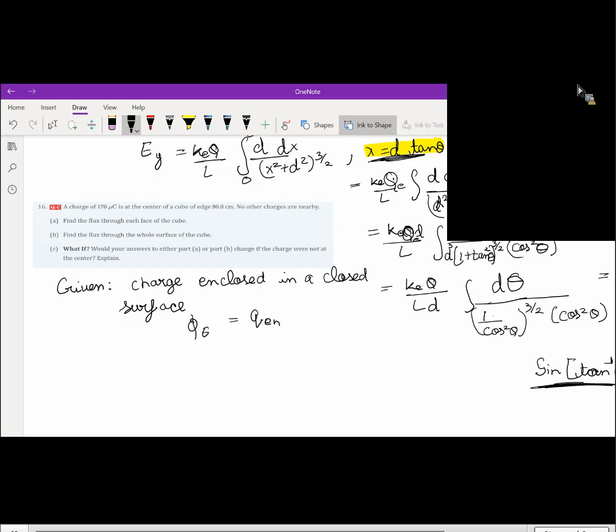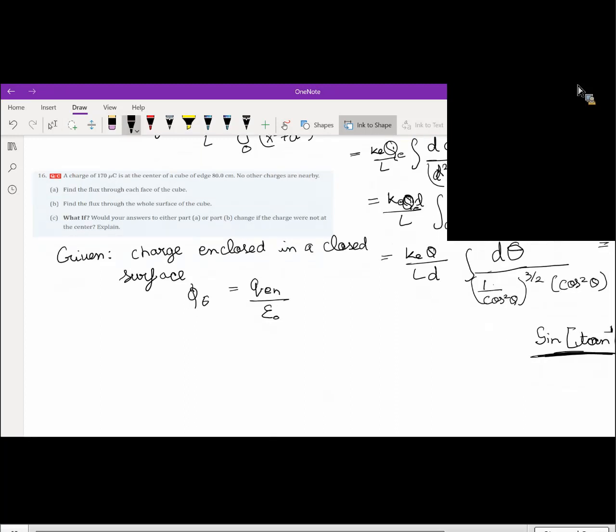Charge enclosed divided by epsilon naught. As simple as that. So charge enclosed by epsilon naught.